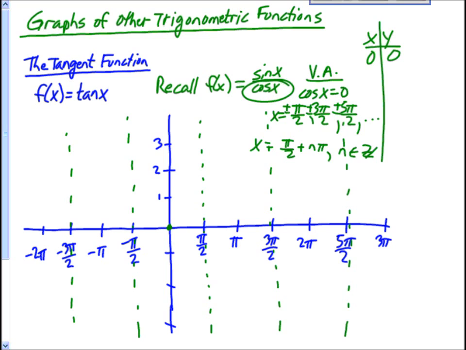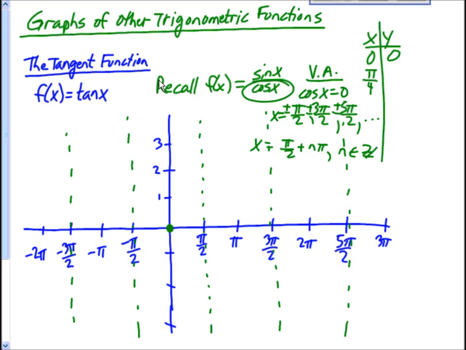So now let's look on the graph here between negative pi halves and pi halves. And you're like, well, what's the behavior here? We know the point (0, 0) is on there, so let's pick something between 0 and pi halves, like pi fourths. So what's the sine at pi fourths? Well, that's root 2 over 2. And what's the cosine at pi fourths? That's root 2 over 2.